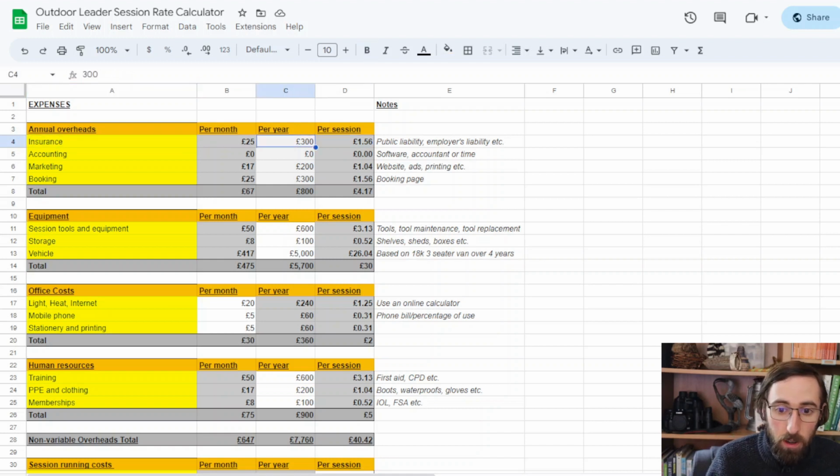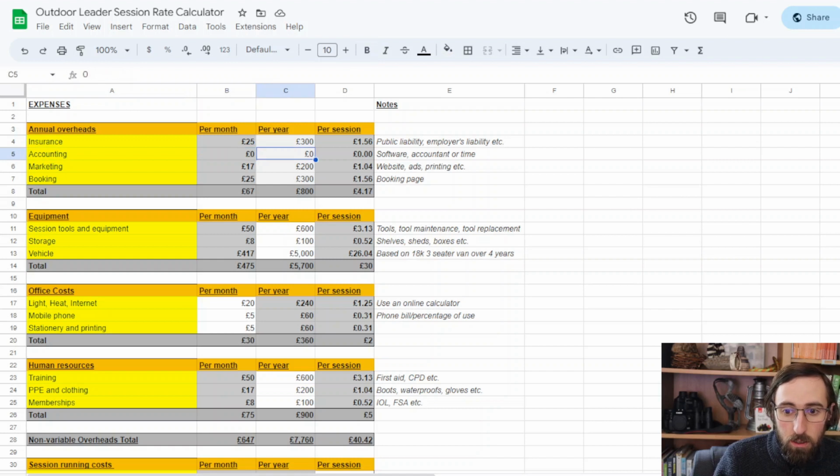So I personally pay about, I think, $500 a year, but that covers me for everything outdoor learning, everything bushcraft. If forest school only, $300 is probably it, depending on whether you have employer's liability in there or not. So whether you have volunteers or assistants that you'll need insurance for, that will change the amount. But yeah, for me, with employer's liability and everything else, about $400, $500.